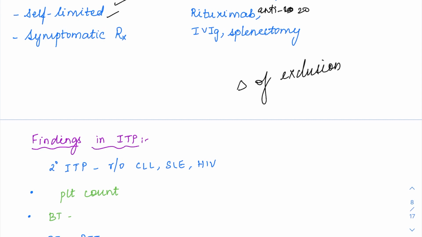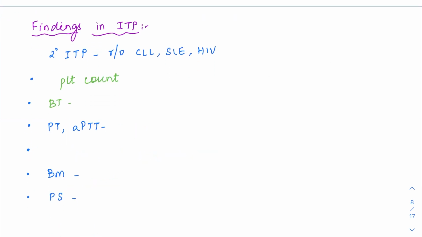So there are lots of causes for thrombocytopenia. So initially, you'll have to rule out all the secondary causes of thrombocytopenia. Then if every test is going to be normal, then you will come to this final diagnosis of ITP. Okay. So what are the findings in ITP you will expect?